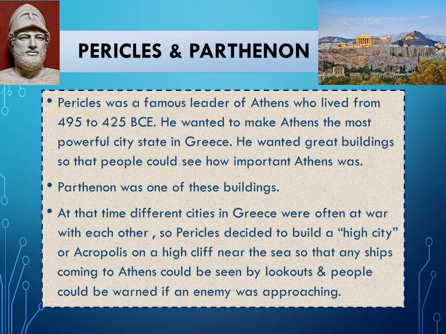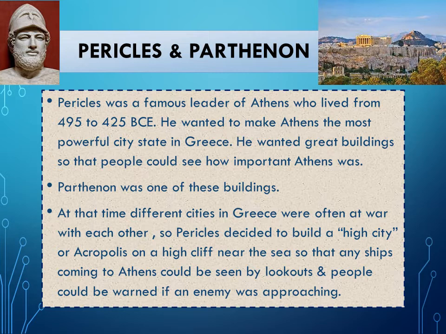He wanted to make Athens the most powerful city in Greece. He wanted great buildings so that people could see how important Athens was. The Parthenon was one of these buildings, which you can see on the cliff over here in the picture.